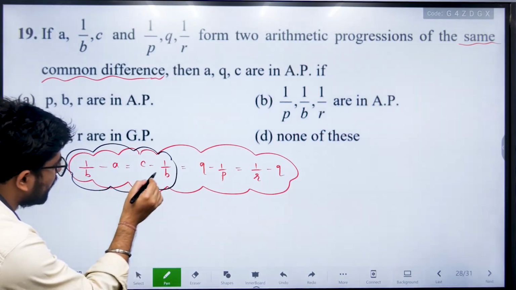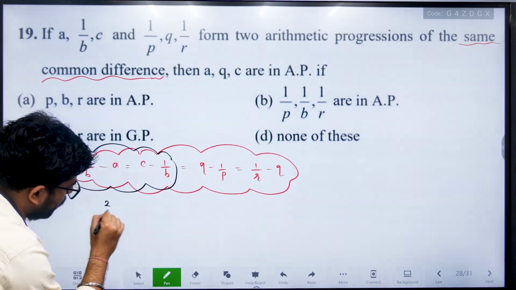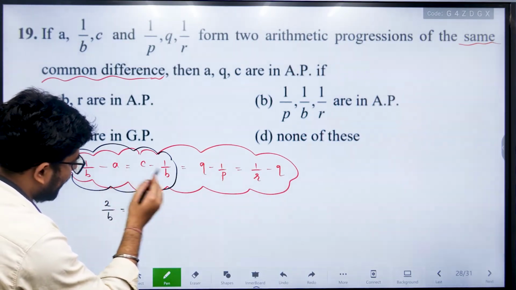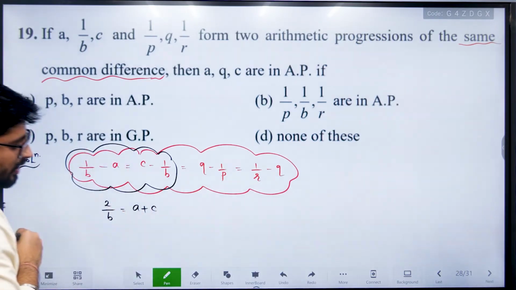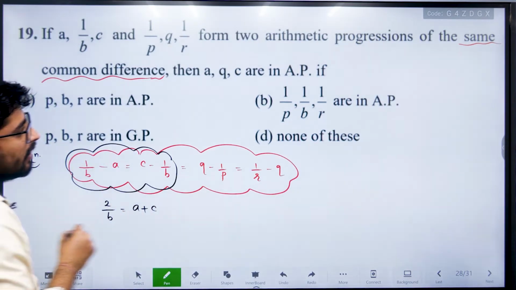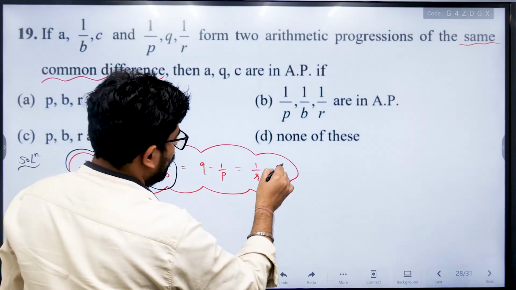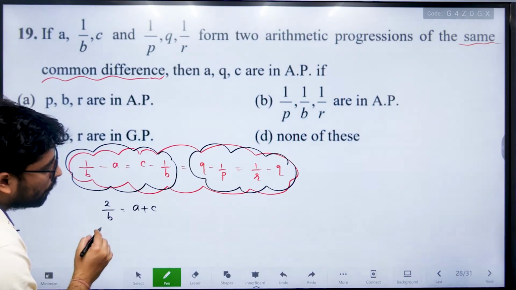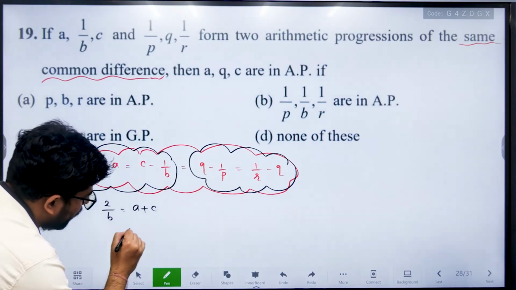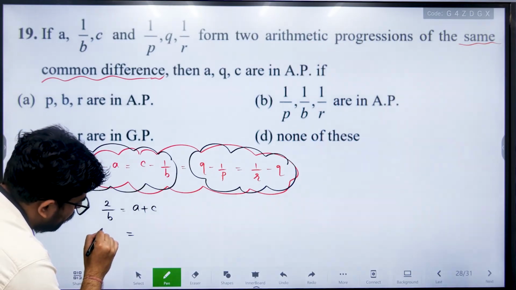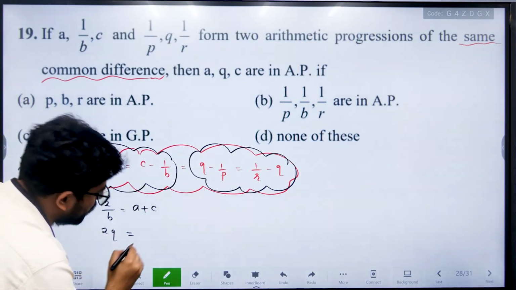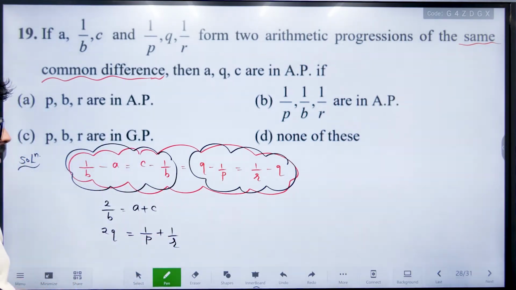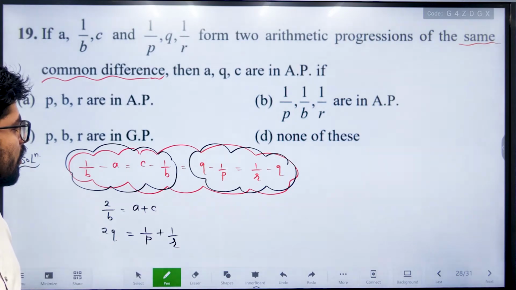you can say 1 by B. If you take 1 by B here, so you can say 2 by B is equal to A plus C. And from here you can say 1 by P plus 1 by R is equal to 2Q, 2Q is equal to 1 by P plus 1 by R.